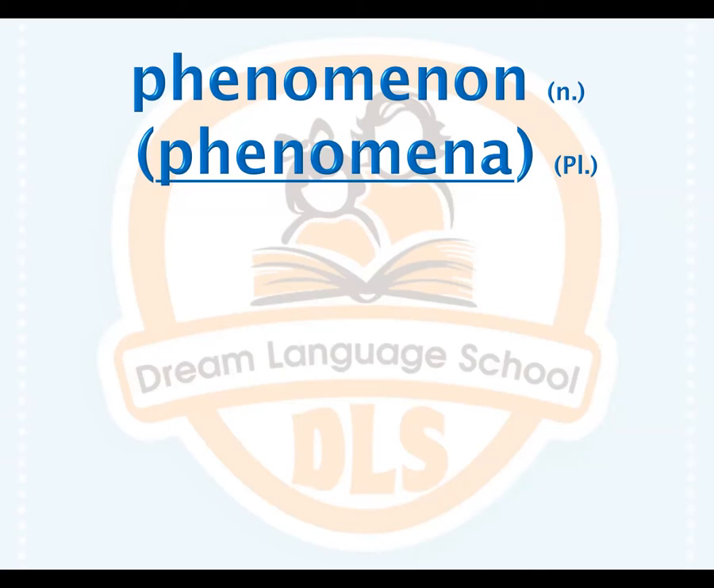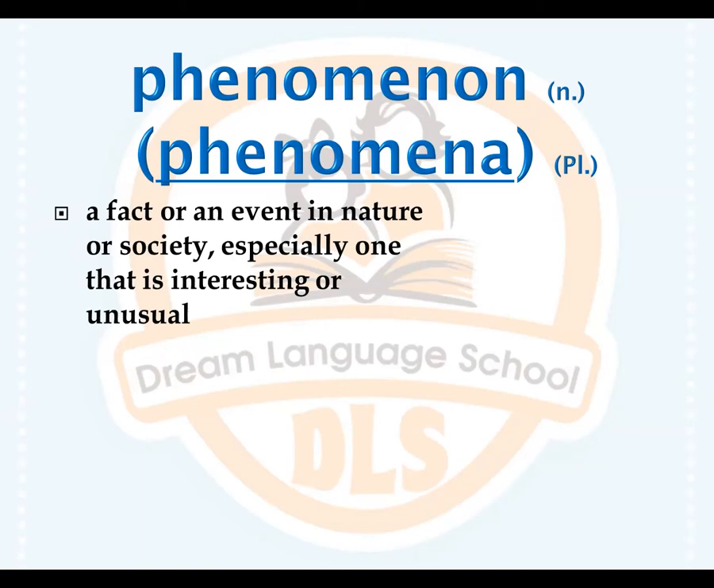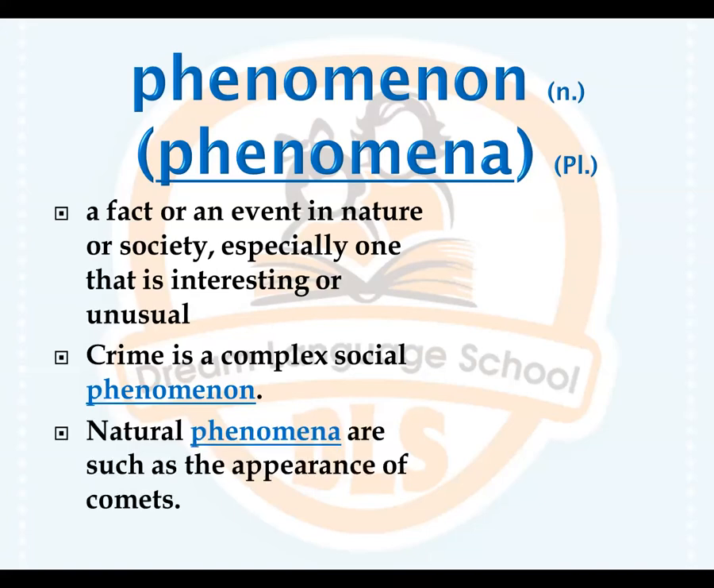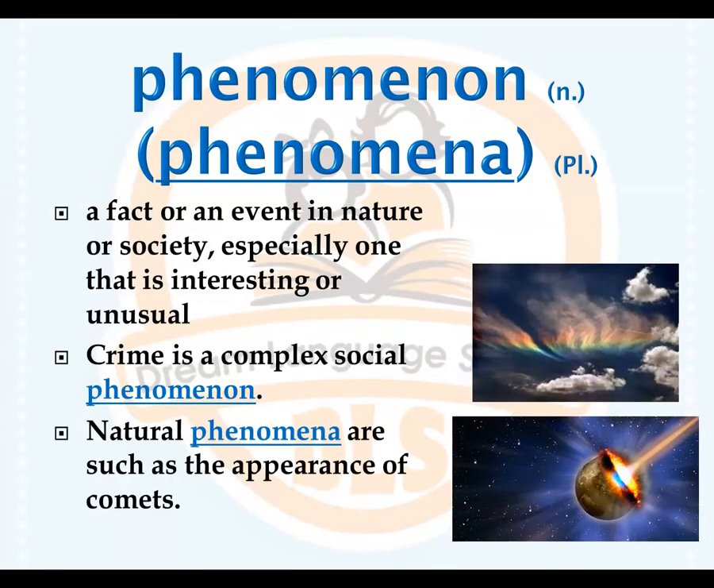Phenomenon, and take care of the plural of this word: phenomena. The singular, phenomenon, and the plural, phenomena. What's a phenomenon? A fact or an event in nature or society, especially one that's interesting or unusual. For example, crime is a complex social phenomenon. So here, crime is a fact in society. How about in nature, like you see in the picture? Natural phenomena are such as the appearance of comets. So a phenomenon can be in society and can be in nature. Again, phenomenon, and the plural, phenomena.